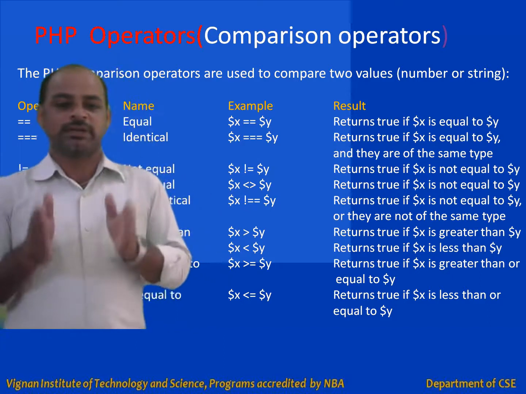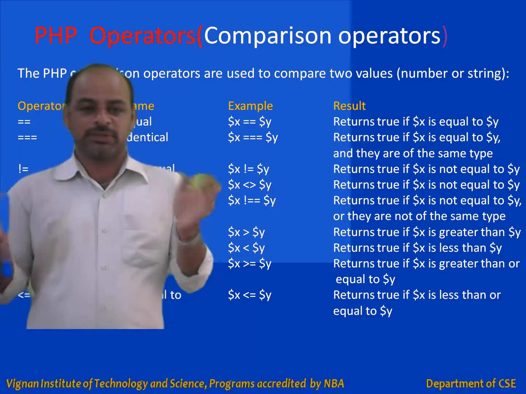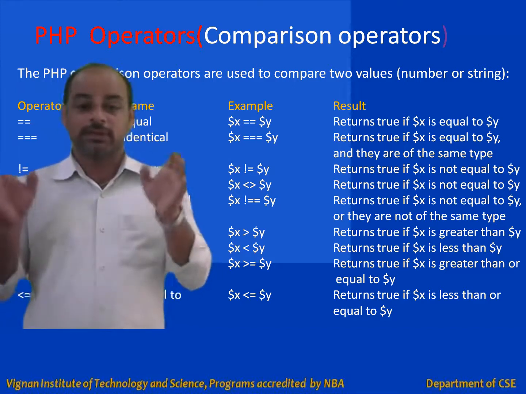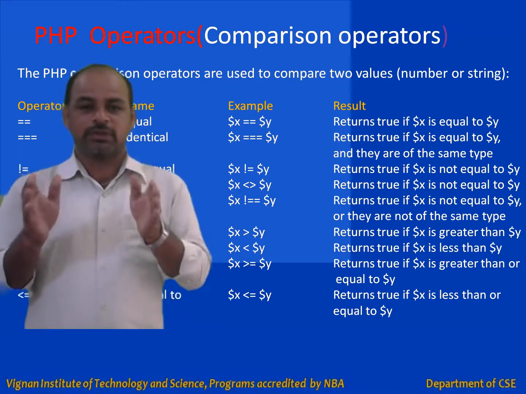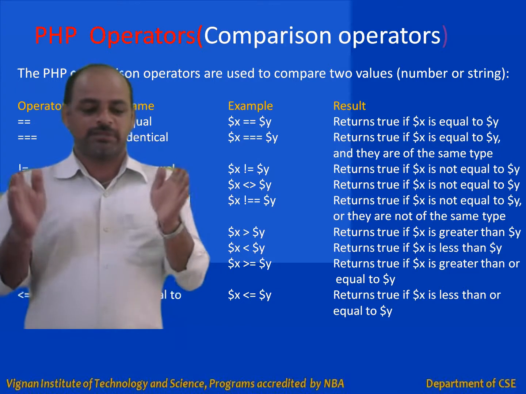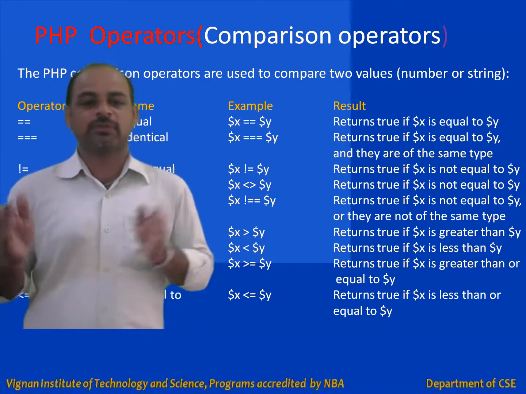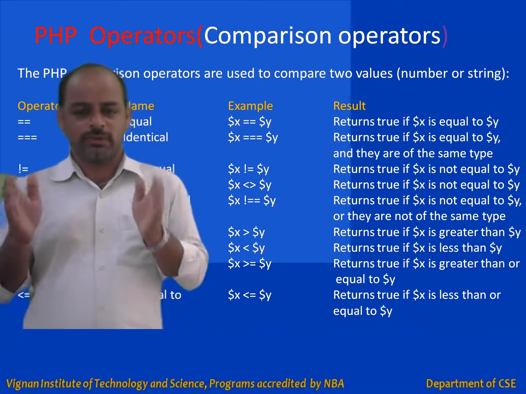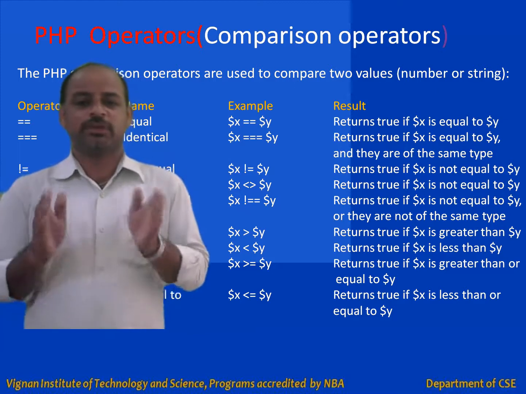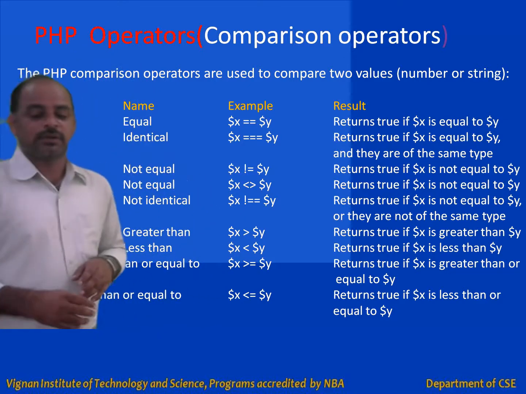So this identical operator also performs the same operation here. But when comparing these two variable values, it compares the values as well as the types of values also, right? So whether both values are same and whether both values are of the same type. That means if x is integer, y also should be integer here. If x is float, then y also must be float here. So values must be the same, okay, and must be the same type. Then it returns true, otherwise it returns false. That is the identical operator.